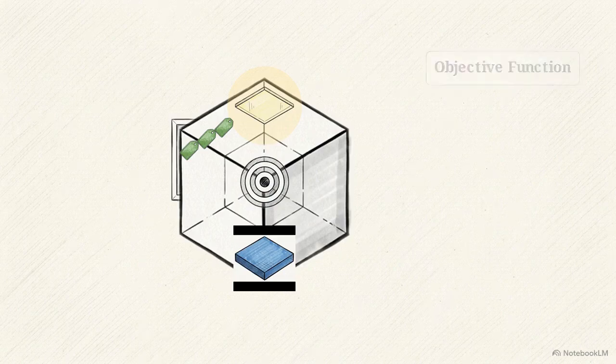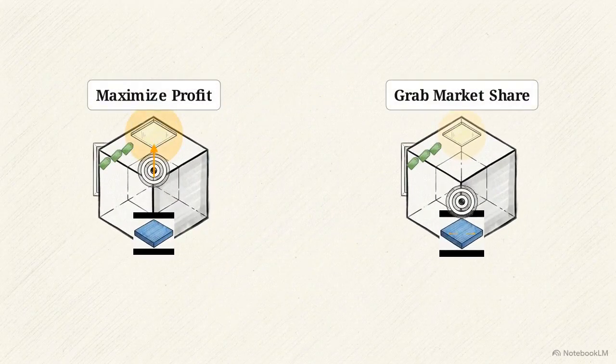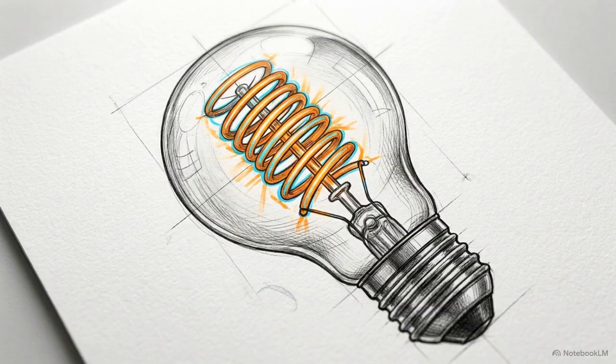But the math alone won't give you the answer. You have to look at the objective function. A strategy designed to maximize profit margins, and a strategy designed to grab market share will produce completely opposite right answers from the exact same data. Let's test this framework on a novel product with 0 direct competitors. Imagine a client invents a light bulb that burns for 500 years.